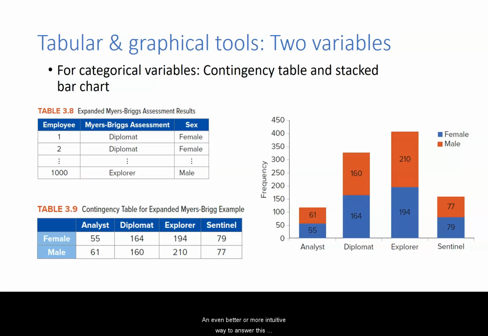An even better or more intuitive way to answer this question would be the stacked column chart, as the one in this slide. The chart not only shows the distribution of the personality types, but the composition of male and female employees within each category. This chart clearly shows that no discernible differences in personality type can be found between male and female employees. We will later look at how we can construct a stacked bar chart in R.